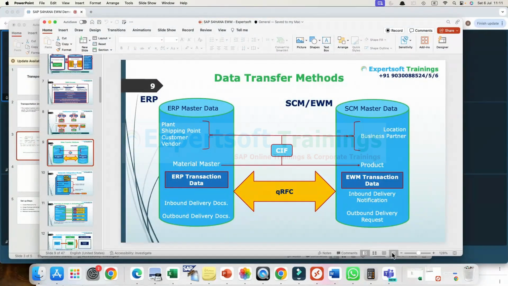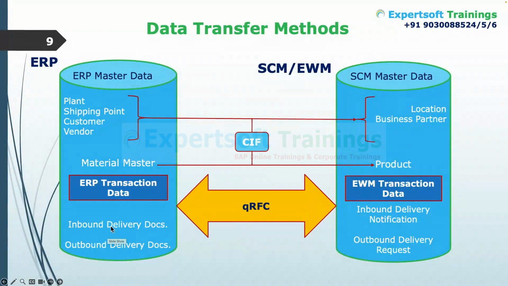Transaction data will be moved by the qRFC methodology from your ERP system to your SCM system, so that you can distribute your transactional data. If you see here, the arrow is two-way, so it's vice versa. You can move from ERP to EWM and from EWM to your ERP system. So this is the data transfer model for the deployment option we discussed, ERP to SCM EWM.